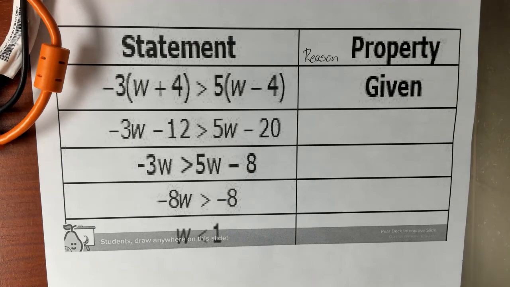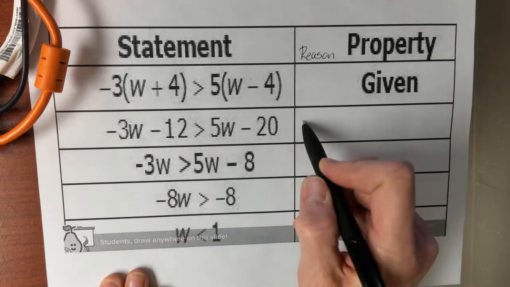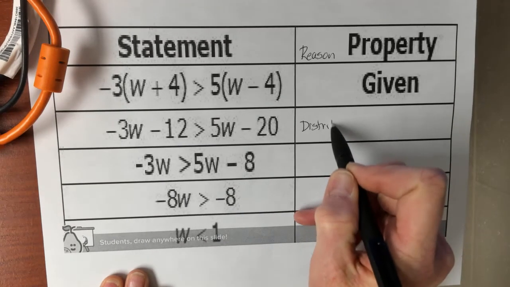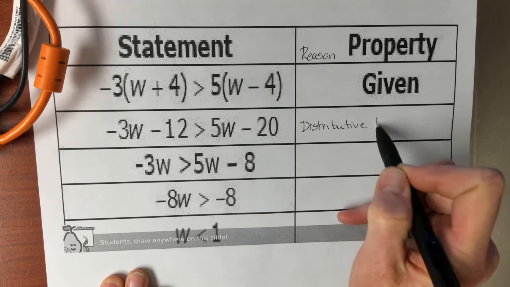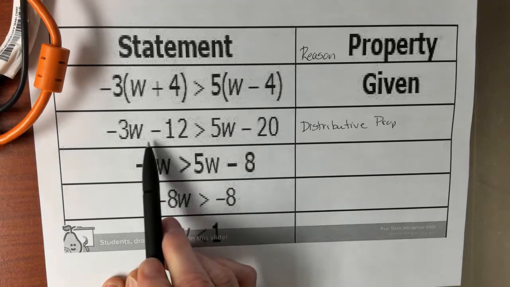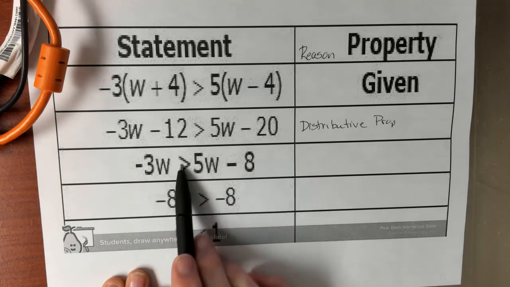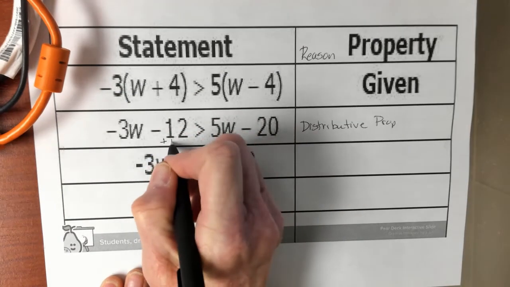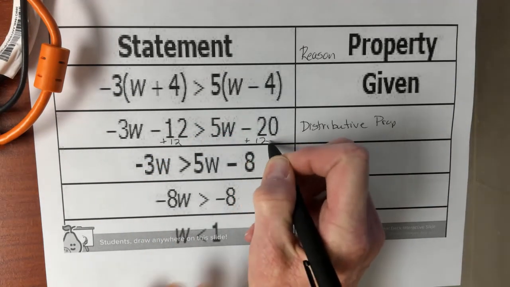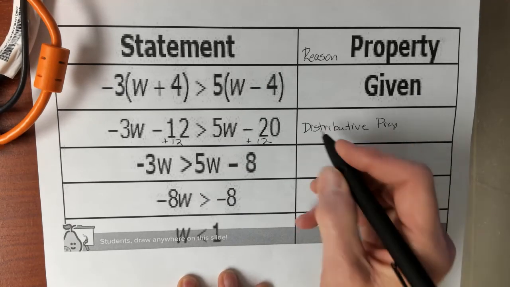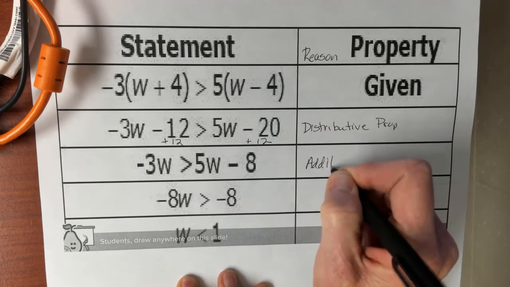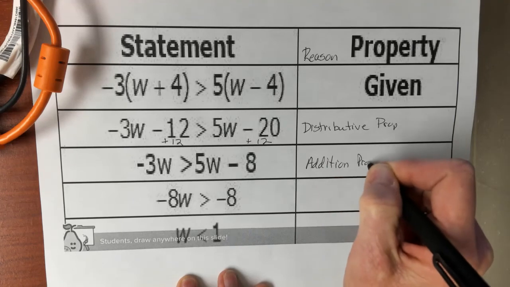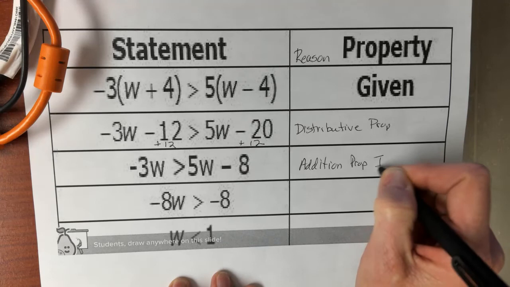You'll notice here, I don't have each step here, so you ask yourself, what's changed? As we can see from here to here, oh, we used our distributive property. Then we look here and say, okay, from here to here, what's changed? Well, this seemed to go over. Oh, and you can fill it in if you want, because sometimes when you do that, it reminds you. So I added 12, and that is by my addition property of inequality.